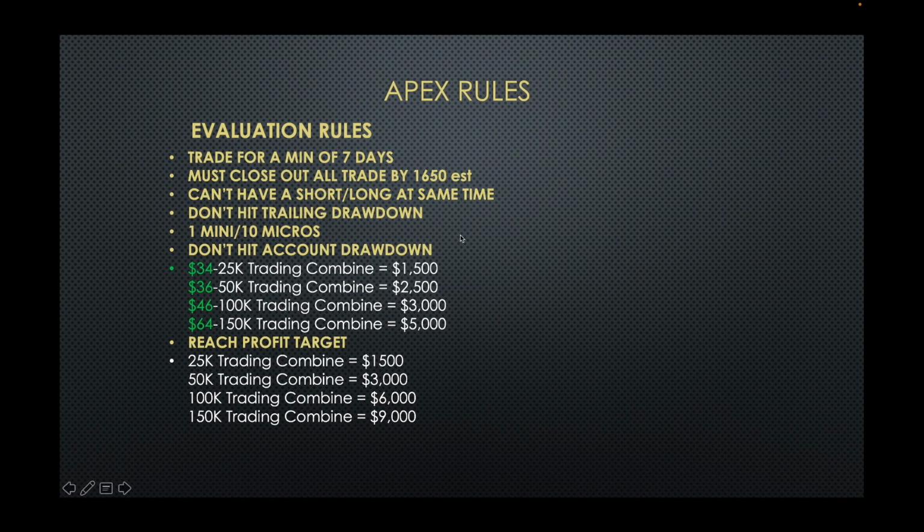You can't have a short and a long at the same time. What I mean by that, say you have 2 separate Apex accounts. You can't go long in one and short in another one. No matter what, one of them's going to pass, you know what I mean? One of them's going to fail, so to speak. You're going to make money in one of them. You can't do that. They know that kind of stuff. If Fibs has 2 Apex accounts and he's going long in one and short in the other, they'll definitely kick you out.